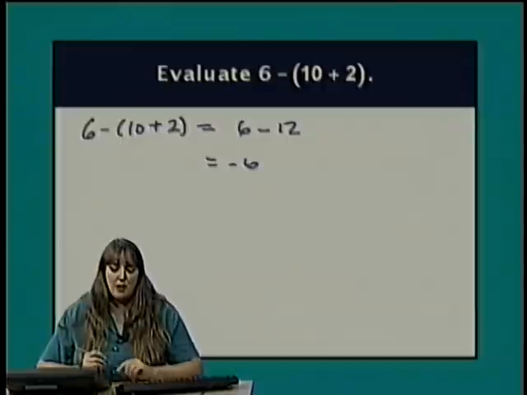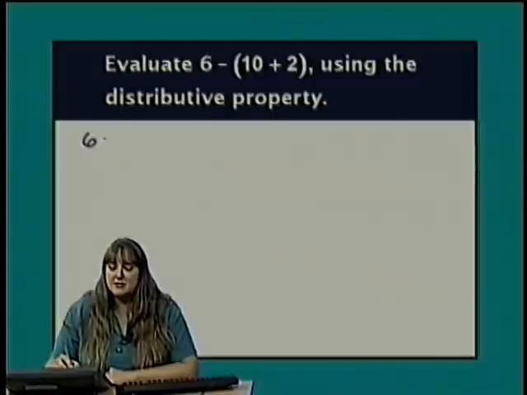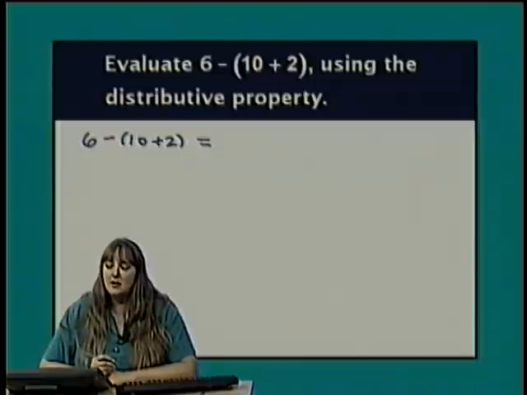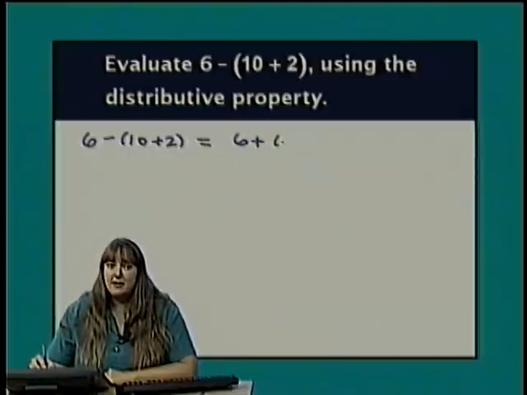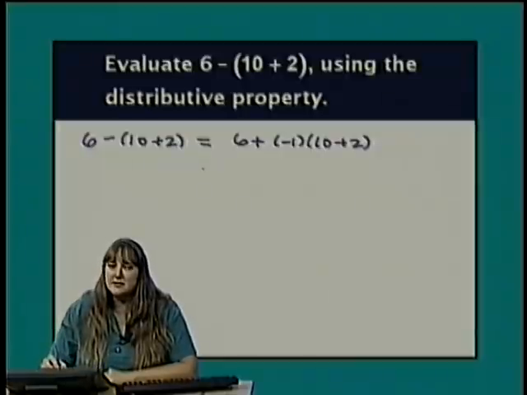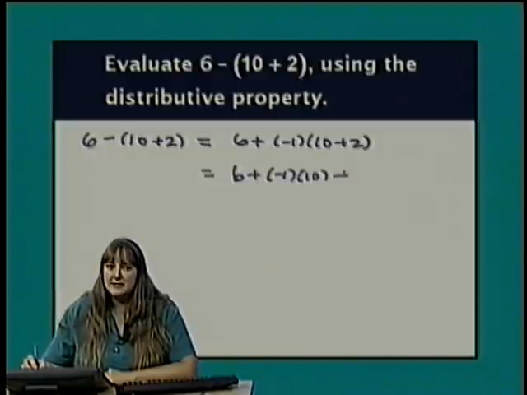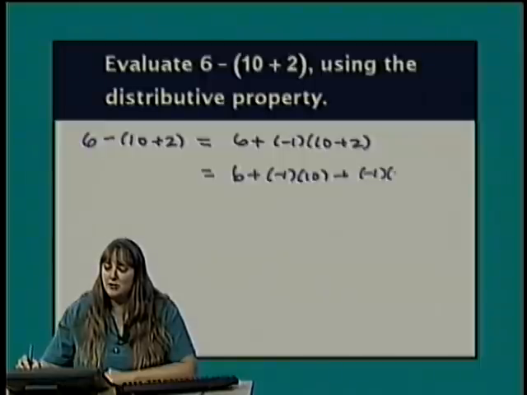Well, I want to look at this same problem, but in a little bit different way. So same problem again, 6 minus the quantity 10 plus 2. But this time, I want to use the distributive property. To use the distributive property, first I'm going to rewrite this as an addition instead of a subtraction. So I'm going to write this as 6 plus negative 1 times the quantity 10 plus 2. And then I'm going to distribute the negative 1 through the parentheses. So I would have 6 plus negative 1 times 10 plus negative 1 times 2.